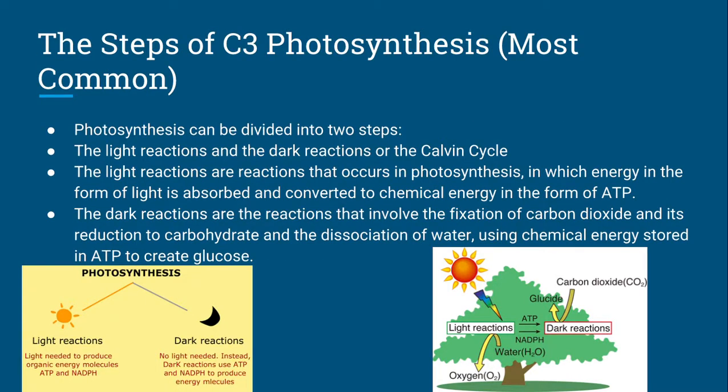So we start off with C3 photosynthesis, the most common type of photosynthesis. Photosynthesis could be divided into two steps: the light reactions and the dark reactions, or the Calvin cycle. The light reactions are reactions that occur in photosynthesis in which energy in the form of light is absorbed and converted to chemical energy in the form of ATP. The dark reactions are the reactions that involve fixation of carbon dioxide and the creation of carbohydrates such as glucose and the dissociation of water, using chemical energy stored in ATP to help create glucose.